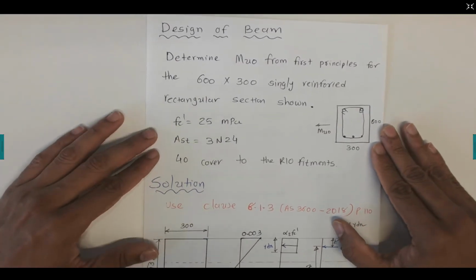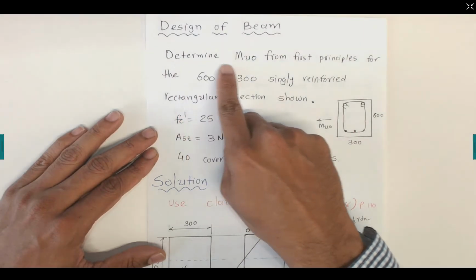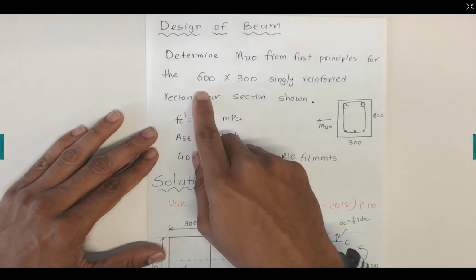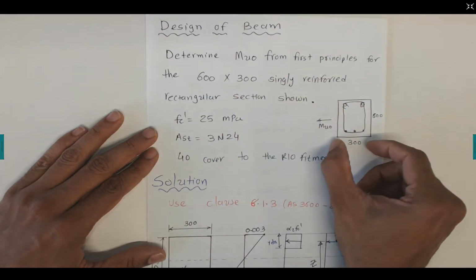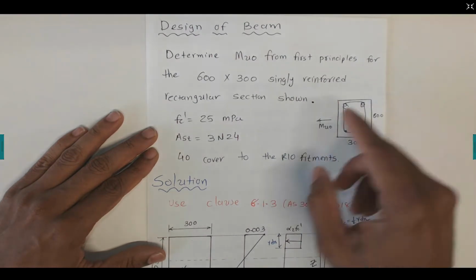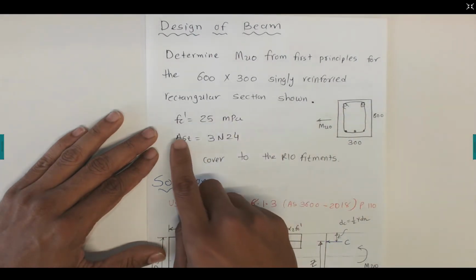This video explains the design of a reinforced concrete beam. We need to find the ultimate moment capacity using first principles for a 600 millimeter depth by 300 millimeter width singly reinforced rectangular section, which is shown here. The concrete compressive strength is given as 25 megapascals.